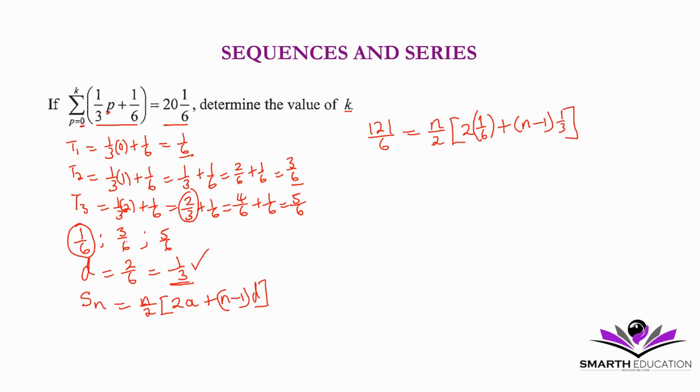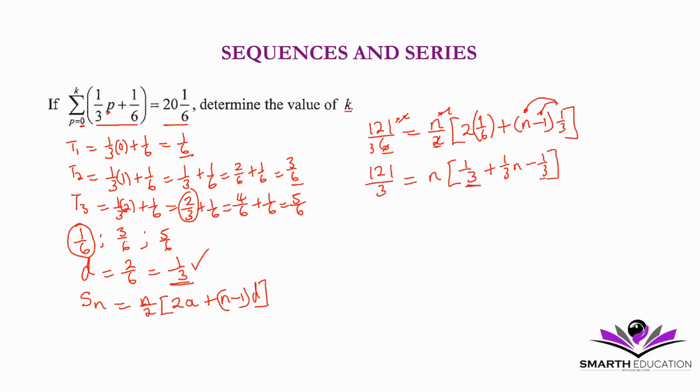And then we can multiply both sides by 2 to get rid of this denominator 2 there. 2 divided by 2 is 1. Then 2 into 6 is 3. So we remain with 121 over 3 is equal to n. And then 2 times 1 over 6 is 1 over 3, plus, we've distributed 1 over 3 there, so it becomes 1 over 3 n minus 1 over 3.